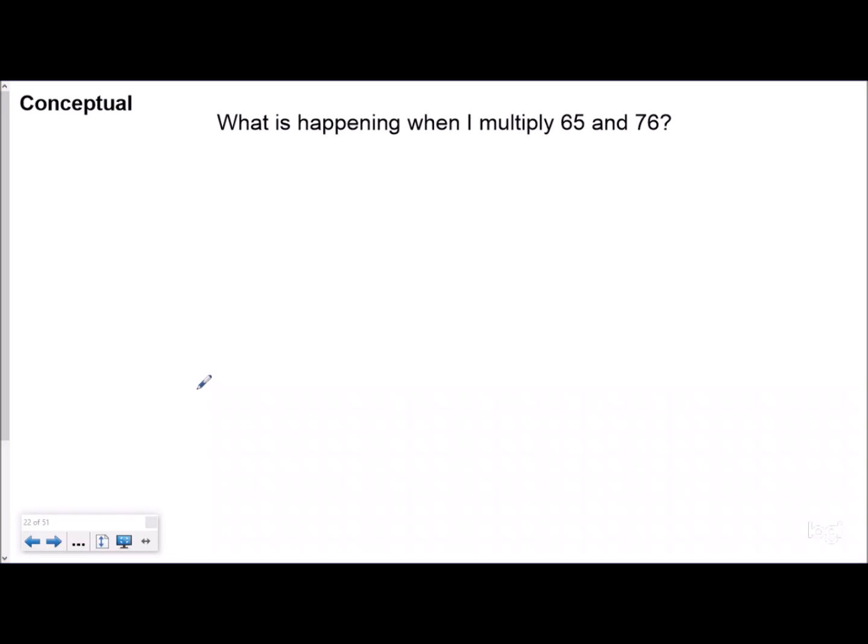And we want to start with conceptually what's happening when you're multiplying. So what is really happening when I multiply 65 times 76? To do this, I'm going to use a different type of multiplication, not the standard algorithm, but something called partial products, which is a great way to learn how to multiply. We actually have a video on it if you want to check it out, partial products multiplication.